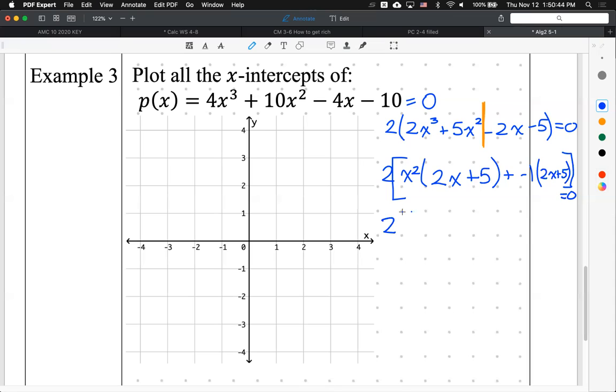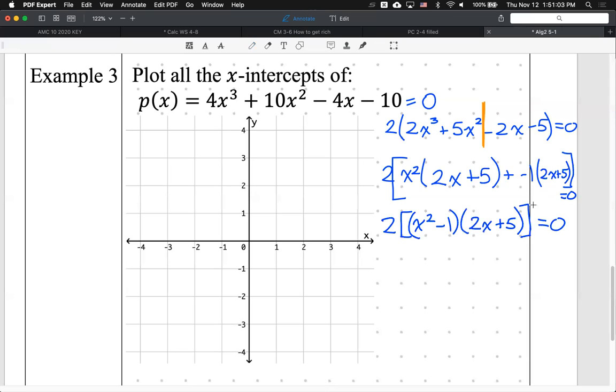So for your final factor by grouping, you keep the 2 out front. You got x squared minus 1 times 2x plus 5. And that's your final factor by grouping, but you're not done yet. You're just find the x intercepts. Exactly, yeah. I don't actually need these square brackets anymore since everything is just being multiplied to begin with. So let me get rid of that. So this is our final factored form.